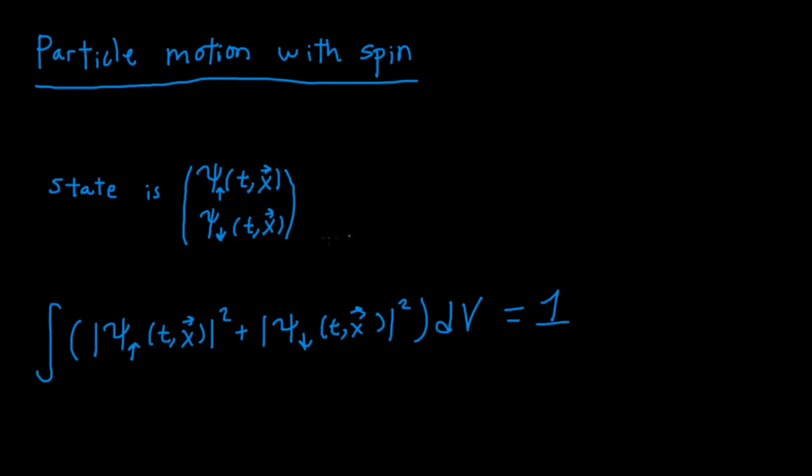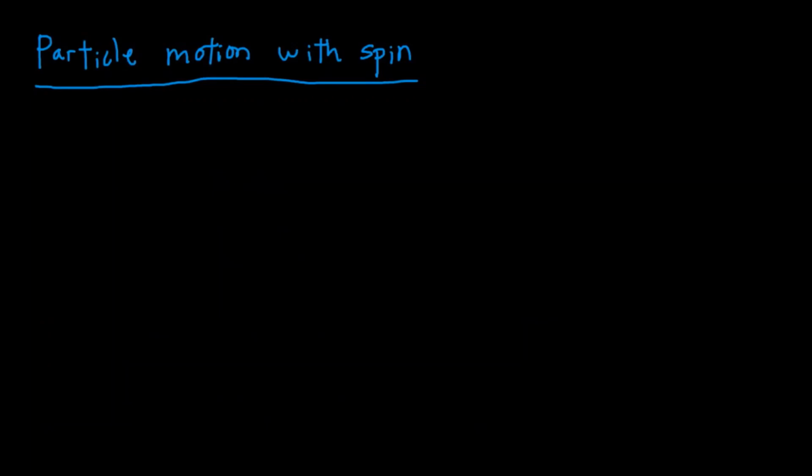Okay, so in quantum mechanics, there's always only two things you ever need to know. You need to know what your states are, and you need to know how your states evolve in time. So here I've just described to you what the states are when you want to describe a particle that moves around in space and has spin. And now all I need to do is tell you how this state evolves in time.